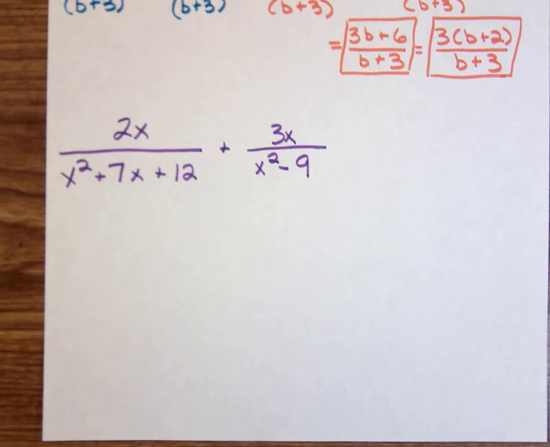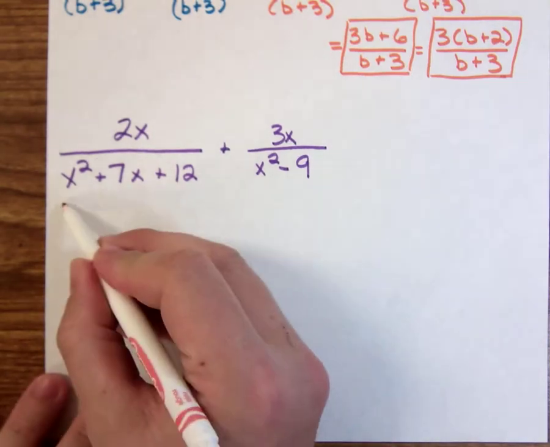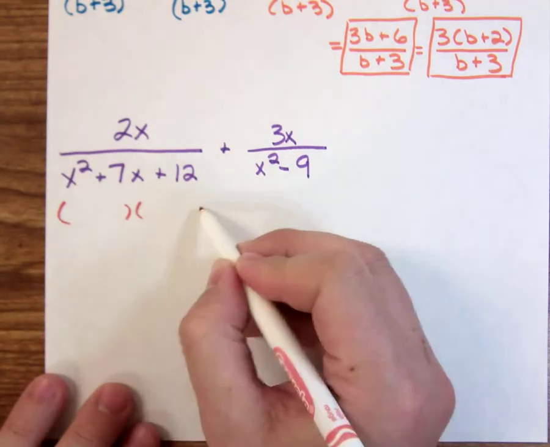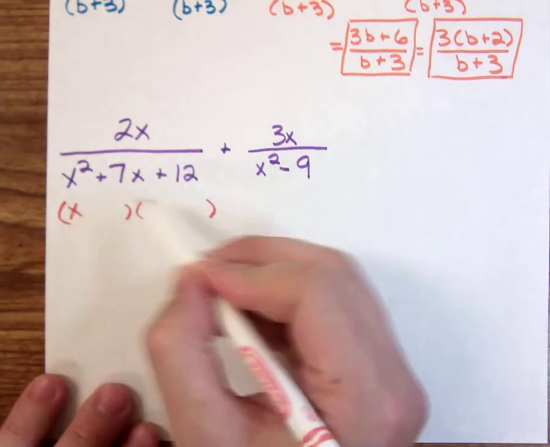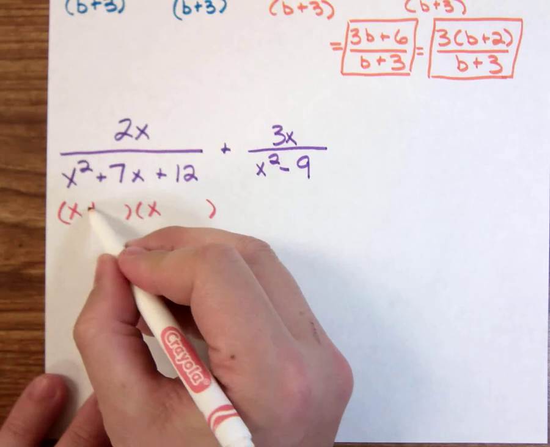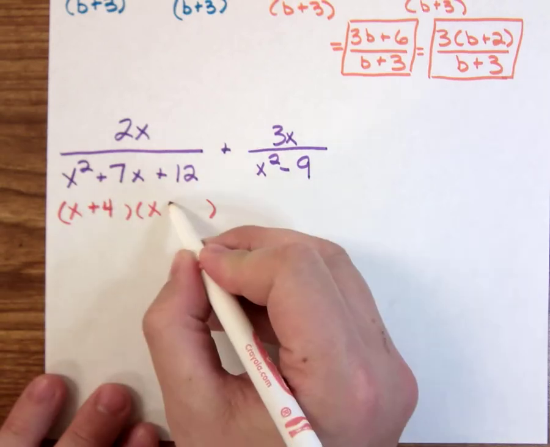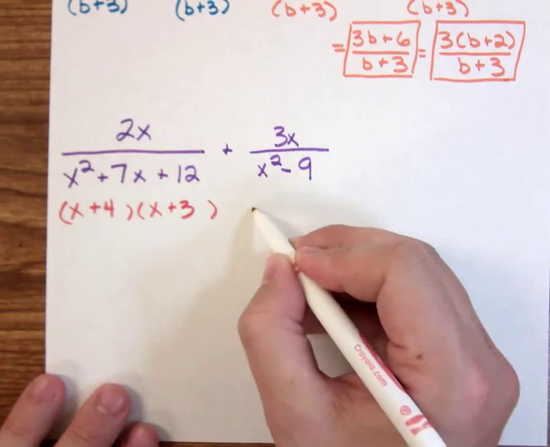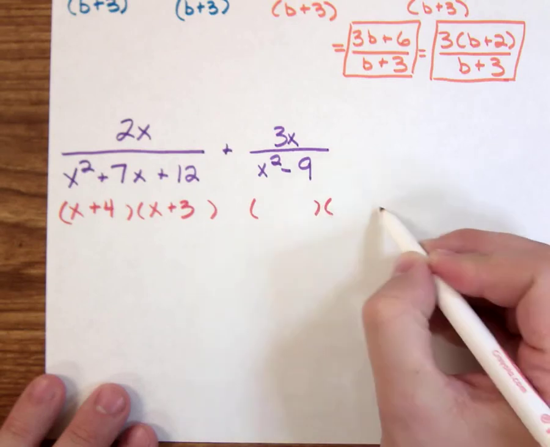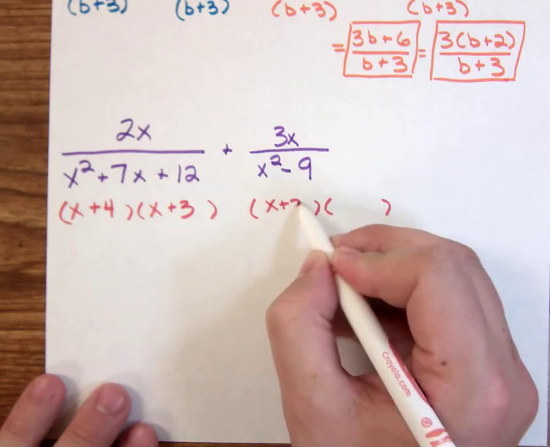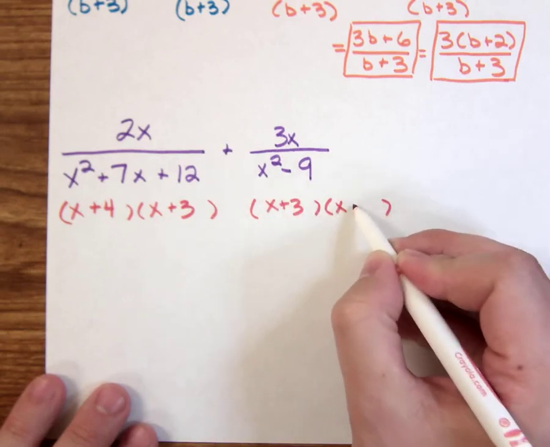Factor that one. Yeah, I can factor both of these, actually. What will this factor into? x plus 4, x plus 3. What about this one? x minus 3 times x plus 3. How about x minus 3? Answers.